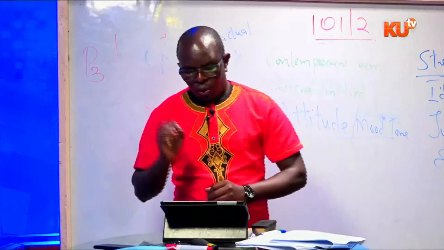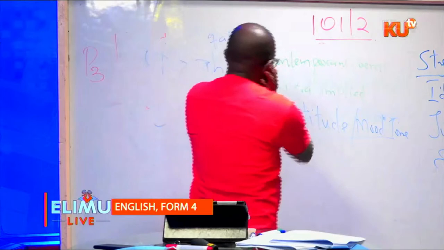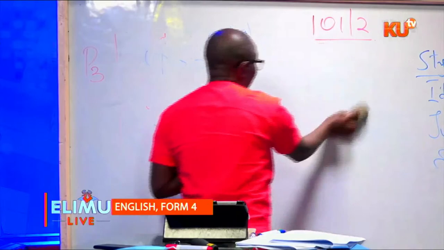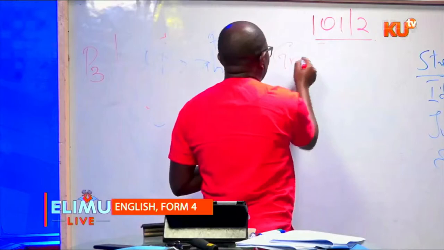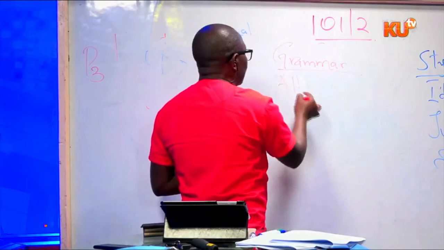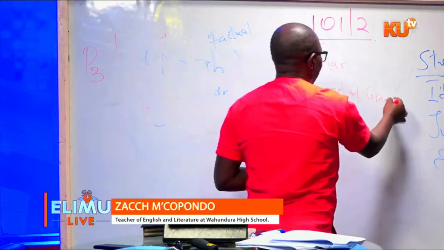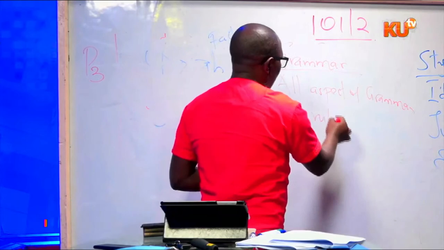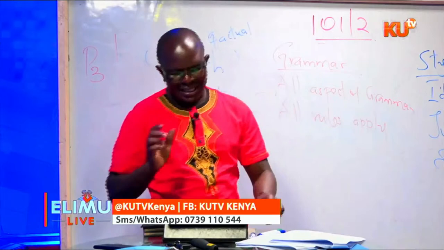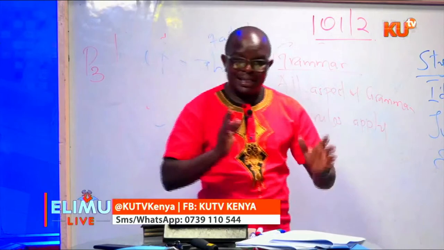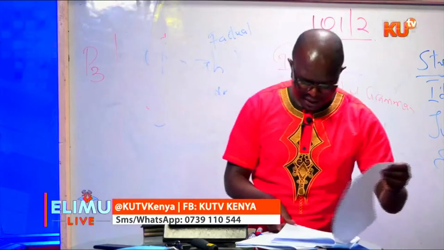So, the fourth part of this paper carries 15 marks and is very critical. This is where most students get almost nothing, not because it is technical, but simply because of carelessness. Grammar. Under grammar, remember we use all aspects of grammar. All rules apply. If you're told to rewrite the sentence, rewrite that sentence. If you are rewriting, ensure your sentence begins with a capital letter and ends in a final punctuation mark.